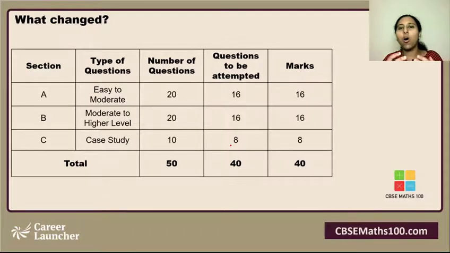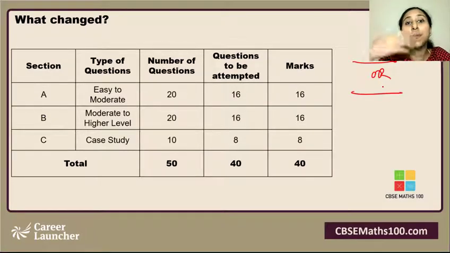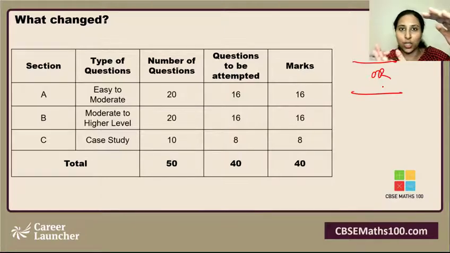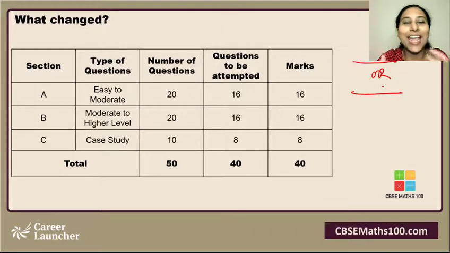Well, it is no longer a choice between a question from one chapter or another question from the same chapter. Here you have a choice that within a section, within a block of 20 questions, you are allowed to select any 16 questions that you want to attempt. Again, for the moderate level questions, Section B, 20 questions, attempt any 16 questions.